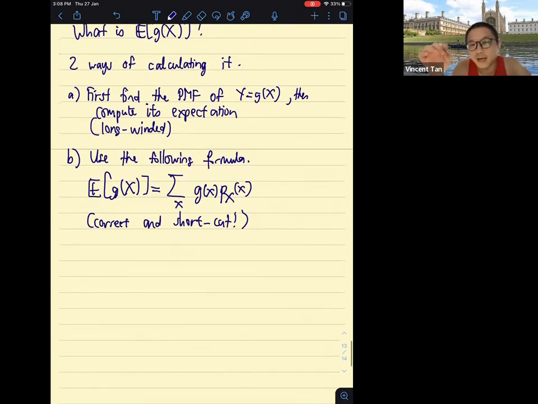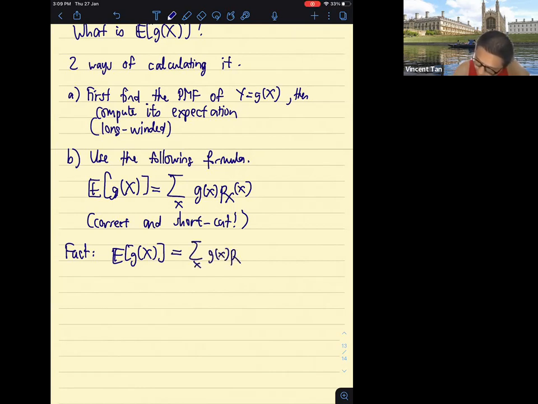But in order to use a shortcut, we must make sure that the shortcut and the long-winded way yield the same number. So here's a fact. I don't want to call it a theorem, but here's a fact: the expectation value of g of x can be computed in two ways. It is equal to the sum over x of g of x, p_X of x, which is equal to the sum over y of y p_Y of y, where y is equal to g of x. So there is something to show here.